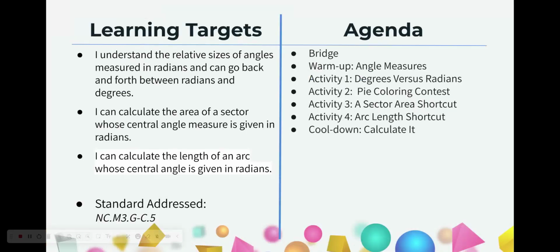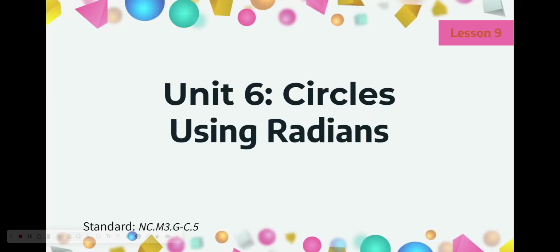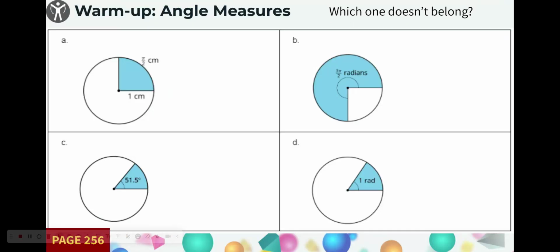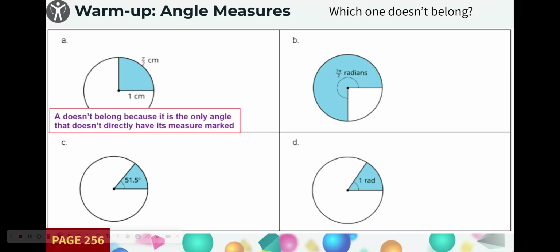Your lesson for today is about Unit 6, Lesson 9, using radians. So, for your warm-up today, we have the angle measures. It is only asking you which one doesn't belong. Why letter A doesn't belong? Write down in your green paper.